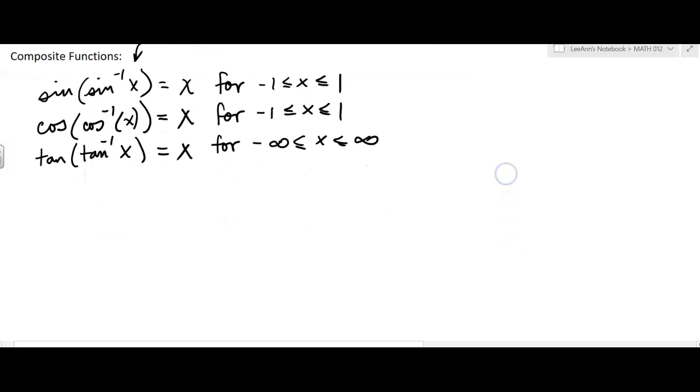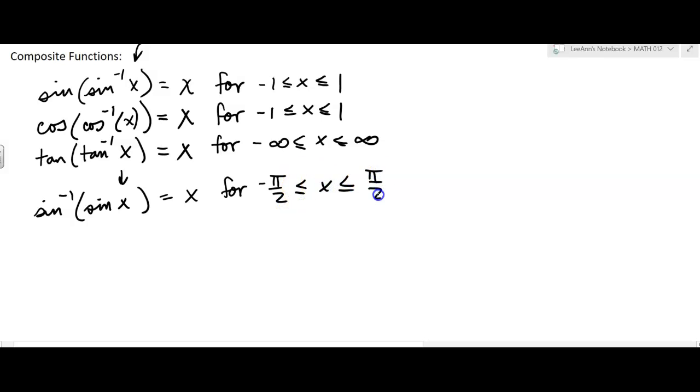Now we're going to go the other way. So you could draw a dotted line or something. But inverse sine of sine x. Okay, so think about what's happening in here. Here you're being given an angle, right? And so we know we want it to be equal to x, but what's the restriction? Well, the restriction has to be that that angle has to be between -pi/2 and pi/2.